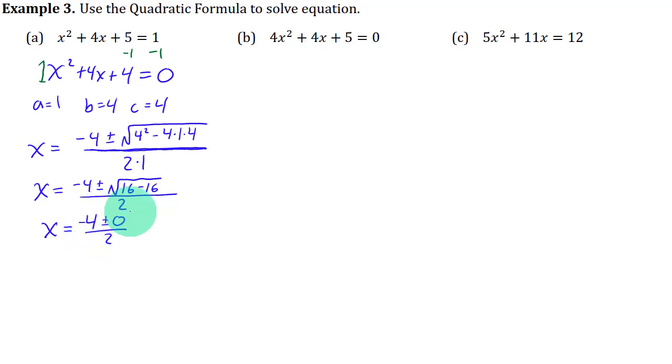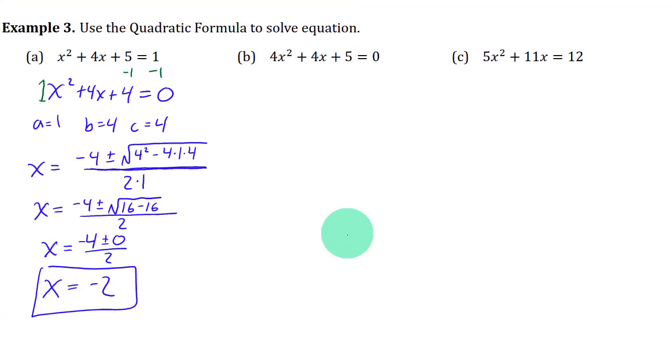And 4 plus negative 4 plus 0 and negative 4 minus 0, it's the same thing. So we're just going to ignore that, and it's just going to be negative 4 over 2, and it gives you x equals negative 2. So that's the solution of this.